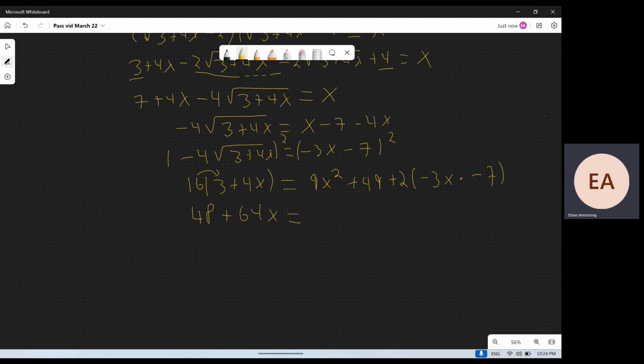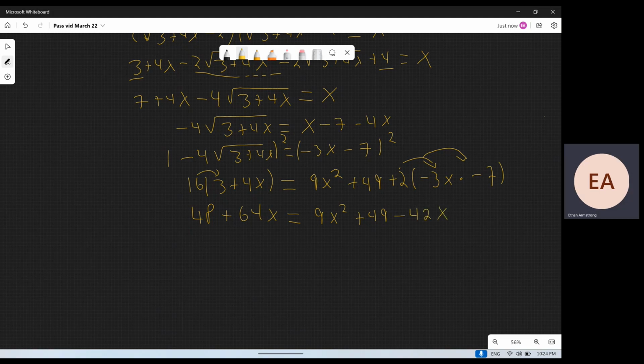2 times negative 3x times negative 7. So I'm going to multiply all these terms together. So this will be negative 9x squared plus 49. Then 2 times negative 3 times negative 7 will be minus 42. And then I have to put our x in there.